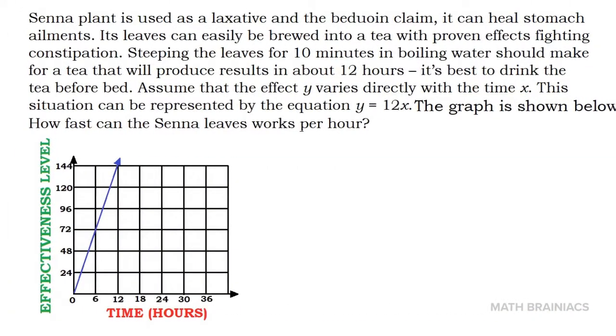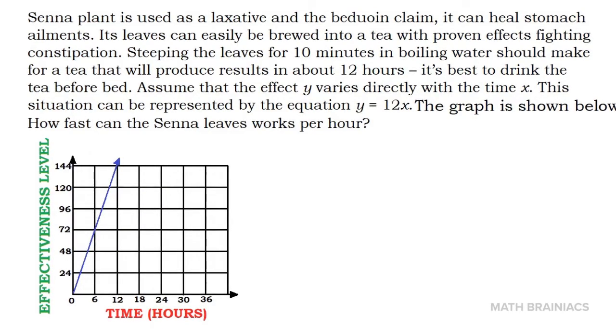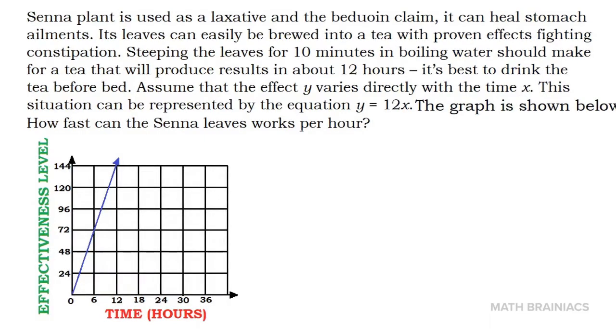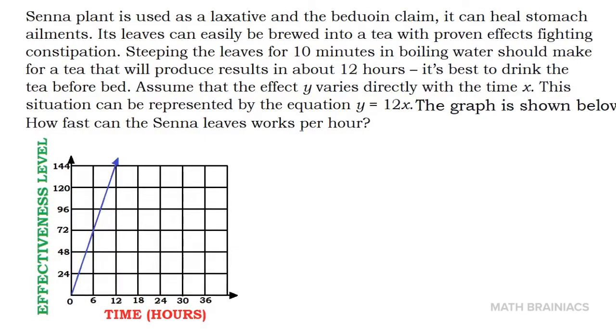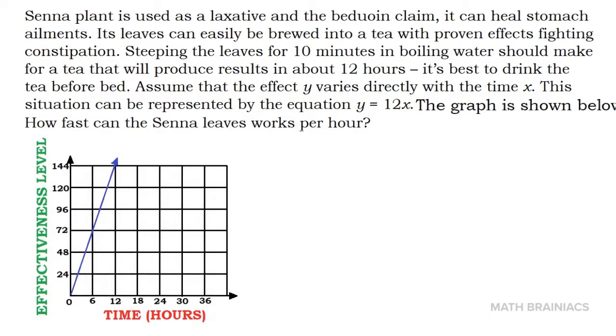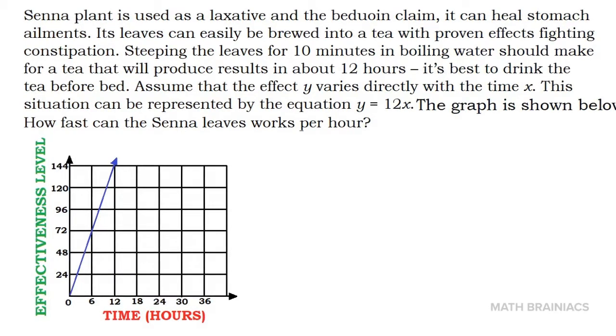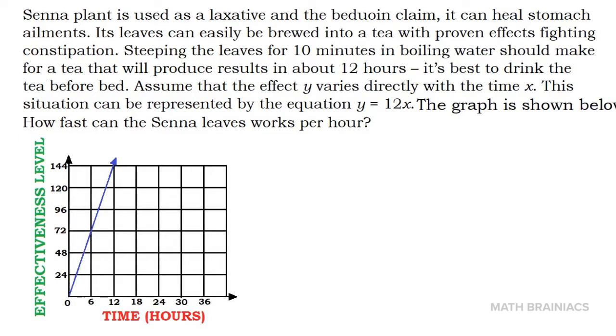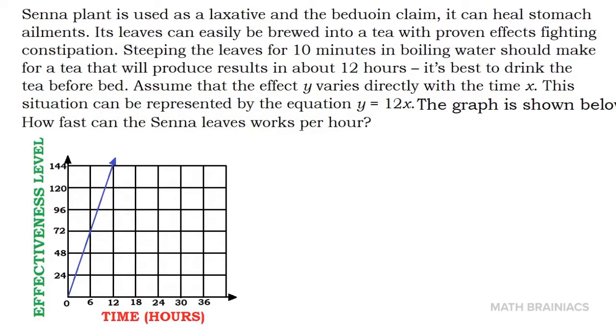Let us work on another example so that you can understand it well. Senna plant is used as a laxative, and the Bedouin claim it can heal stomach ailments. Its leaves can easily be brewed into a tea with proven effect, fighting constipation. Steeping the leaves for 10 minutes in boiling water should make for a tea that will produce results in about 12 hours. It's best to drink the tea before bed.